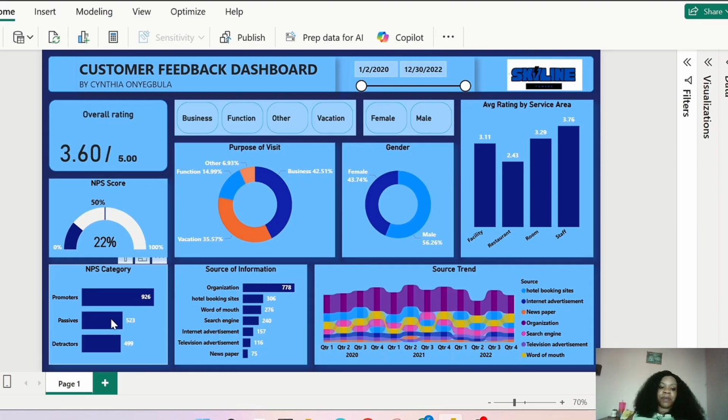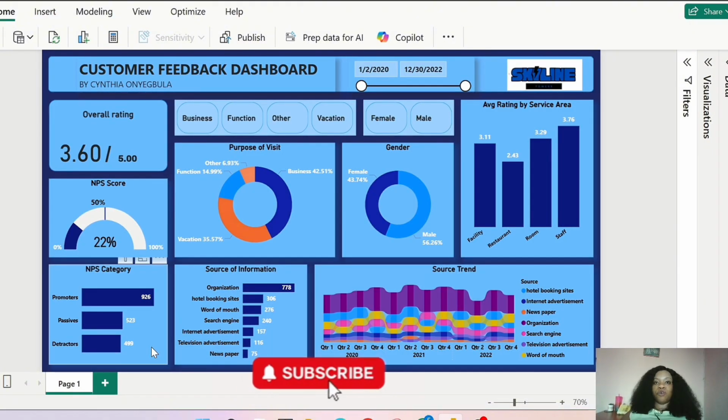Then the passives are those that you ask and they'll say, it was just there. As a business, we do not need people who say it was just there. What is meh? It was just there. But these are what we call the passives. And then the detractors are those who will give you 2 stars or even 1 star. And when anybody asks them about their experience in the hotel, they are going to say it was terrible. This was bad. That was bad. I didn't enjoy my stay there. I will never go back there again.